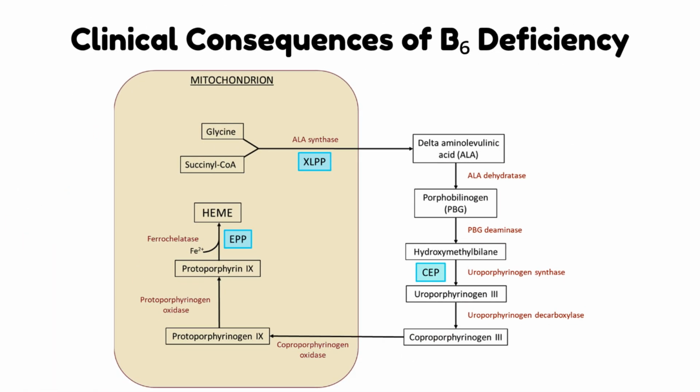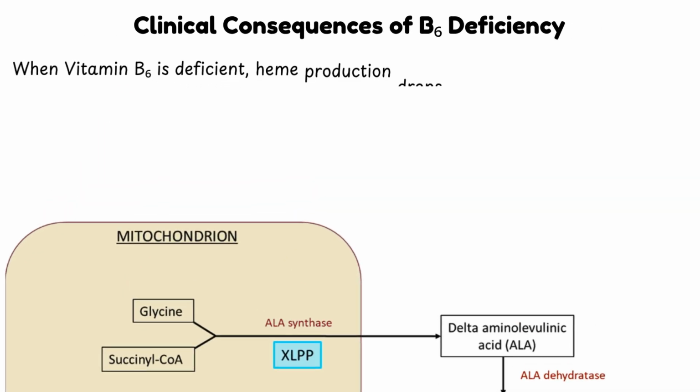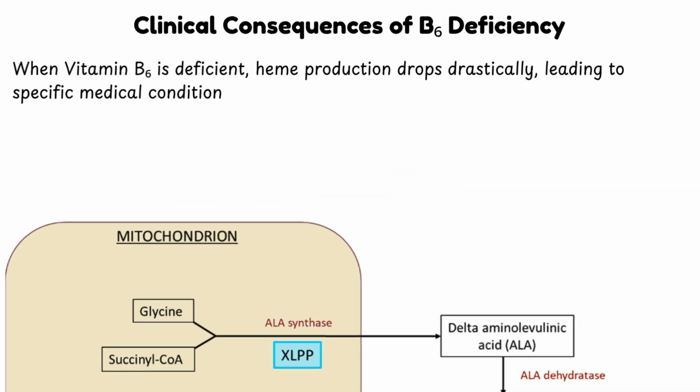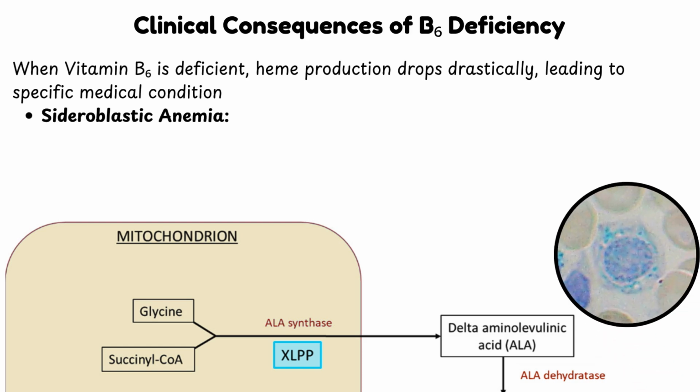So, what are the clinical consequences of B6 deficiency? When vitamin B6 is deficient, heme production drops drastically, leading to a specific medical condition known as sideroblastic anemia.